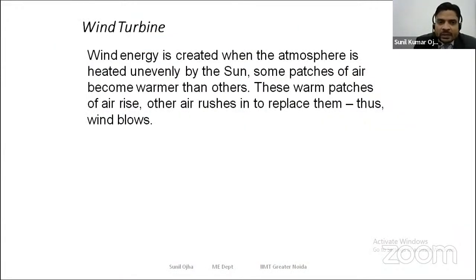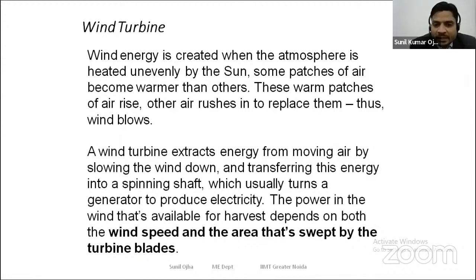So what is a wind turbine? For harnessing wind energy, we have to use wind turbines. Wind energy is created when the atmosphere is heated unevenly by the sun, and some patches of air become warmer than others. These warm patches of air rise and air rushes in to replace them, and that is how the wind blows. The wind turbine extracts energy from the moving air by slowing the wind down and transferring this energy into a spinning shaft, which usually turns a generator to produce electricity.